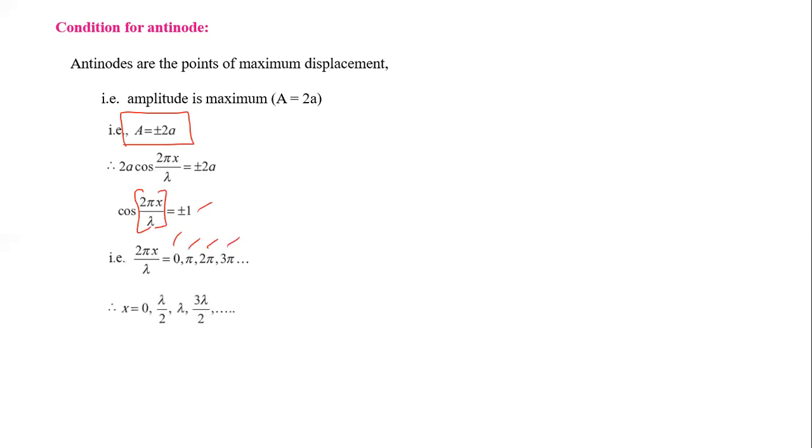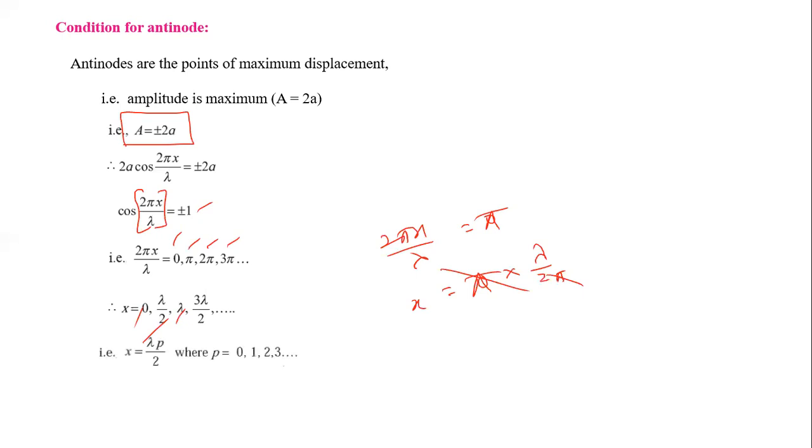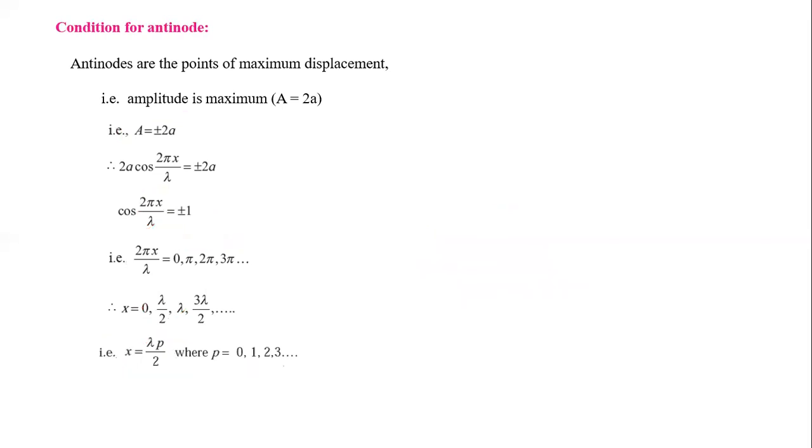So we get x: now here 2 pi x by lambda is equal to 0. So x is equal to 0 into lambda by 2 pi. So it is coming 0. Next we have to substitute pi. So this pi gets cancelled, we get lambda by 2. Next we substitute 2 pi, then we get lambda, and so on. Now if you see this, we can write x is equal to lambda p by 2. Then if we substitute p from 0, these are the values of x. These are the values where we get antinode.